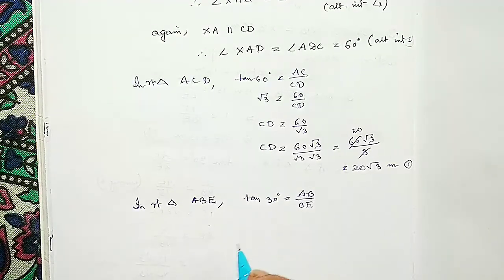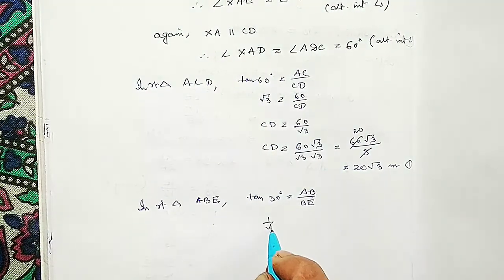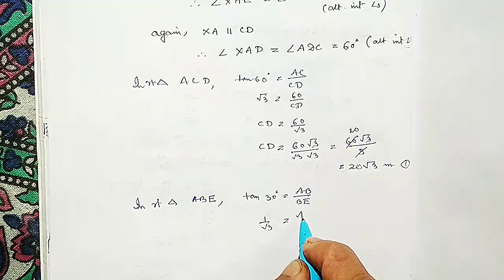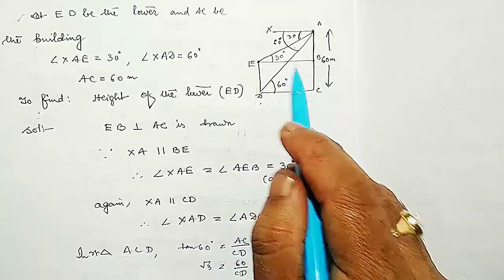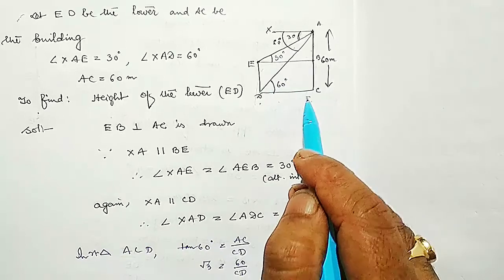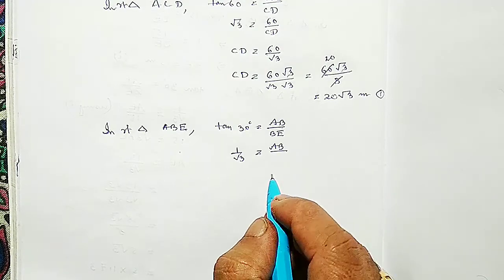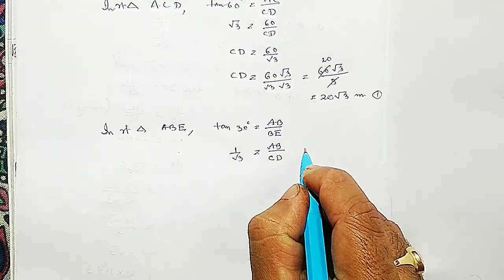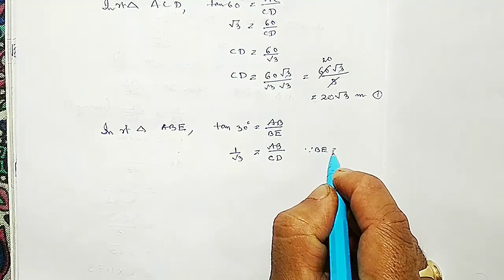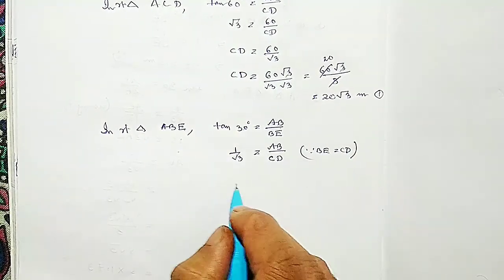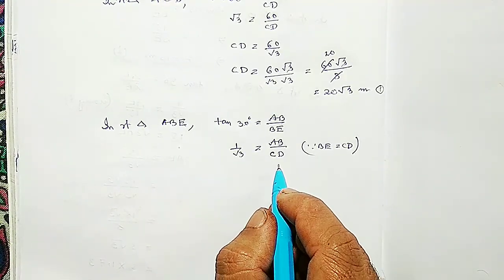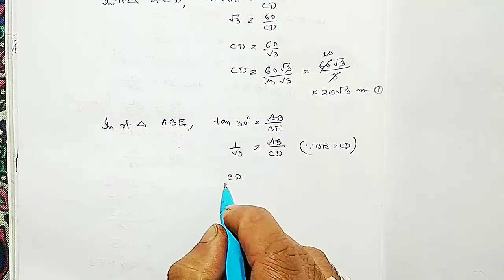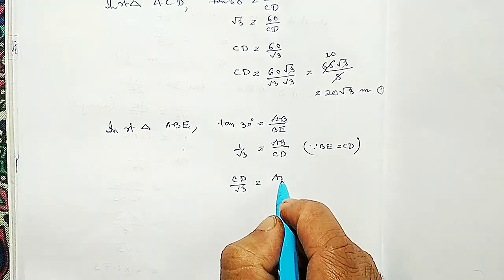Now tan 30's value we know it is 1 by root 3, equals AB, which is not known. Just see the figure here, BE and CD, because EBCD is a rectangle, so EB equals CD, so instead of BE we can write CD, since BE equals CD. Okay, now if I cross multiply, I am going to get CD by root 3 equals AB.